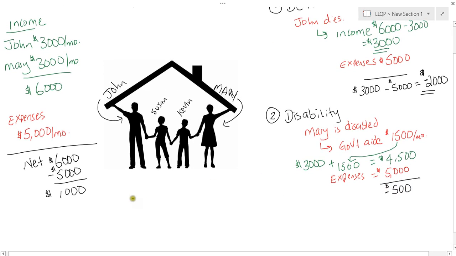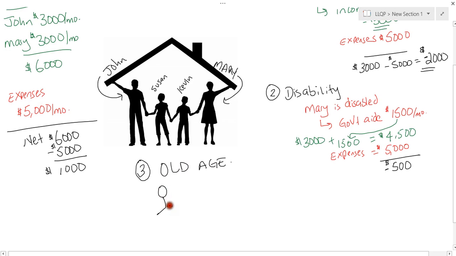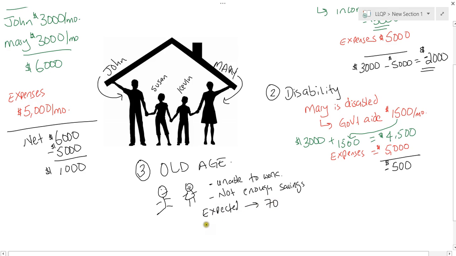Now the third type of risk, risk number three, is called an old age risk. Basically, what this means is let's say John and Mary are now retired, they're happy, and let's say the house is paid off and so forth, and the kids are out. However, when they are old, they might be unable to work, and they might not have saved enough, not enough savings. And that's a risk because what if they expected to live until 70, but now they're 85 and they don't have enough savings?